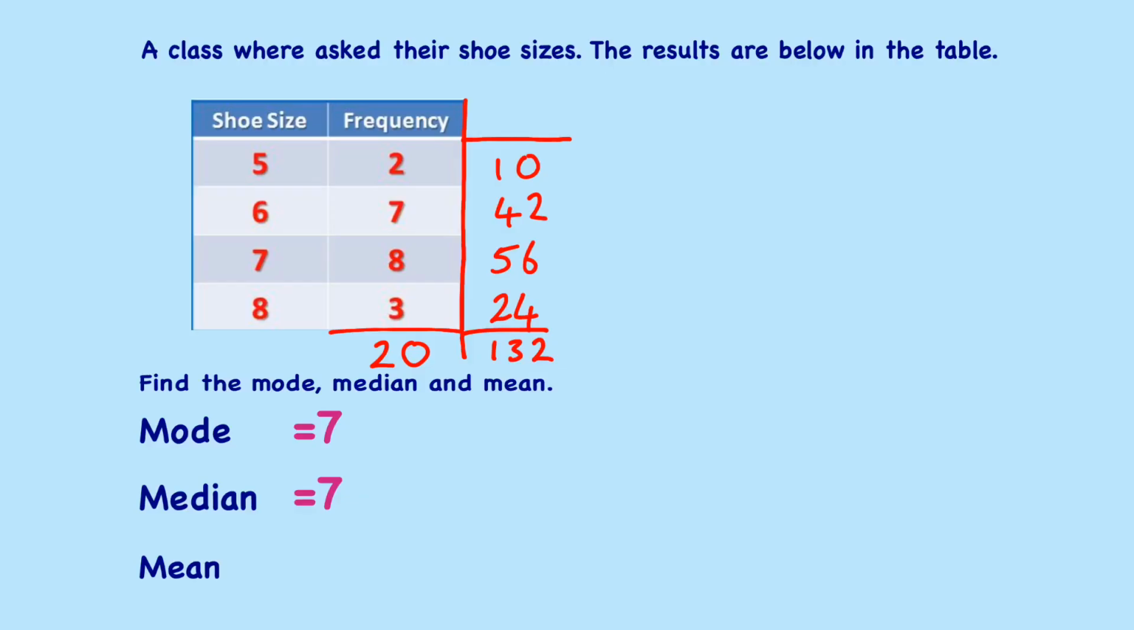So to find the mean, we get the total number, 132, and we divide it by the number of values, which were 20. So our mean is 6.6. Now, although this is the same answer as before, it's just a much quicker method. As long as you understand this, go for this method.